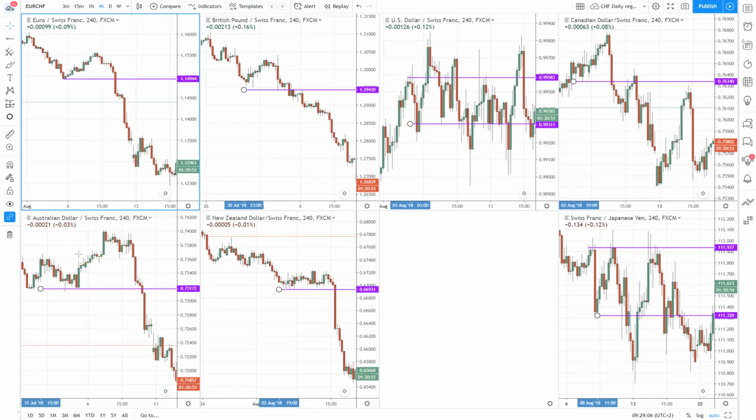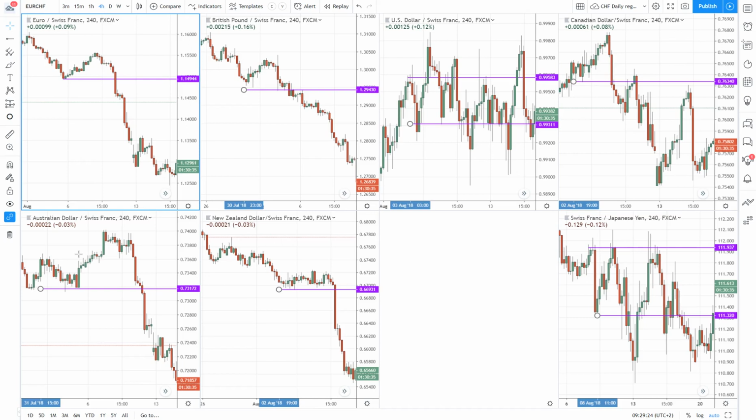Hey everyone, here's another example for the leader-lagger lesson. This time we're gonna look at a 4-hour, 1-hour trade, and I've already selected and put some lines. We're gonna look at the Swiss franc group. I already put the most recent breach.